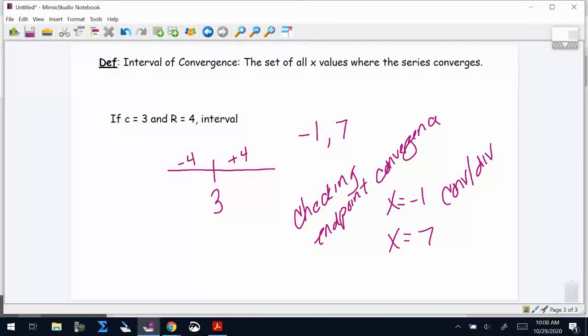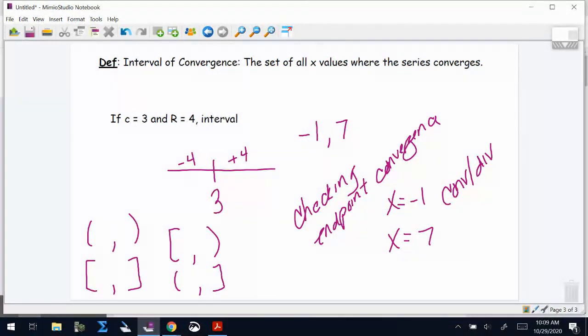So what you'll notice is you're going to have intervals that will look like this, that will have parentheses, meaning those endpoints do not converge. You're going to have intervals that look like this, where you have brackets, meaning those endpoints are converging spots. Or you're going to have a situation where one endpoint converges and one doesn't. So you're going to have something that looks like this when we set up the interval, where one of the x values when you plug it in will give you a converging series and one will give you a diverging one.